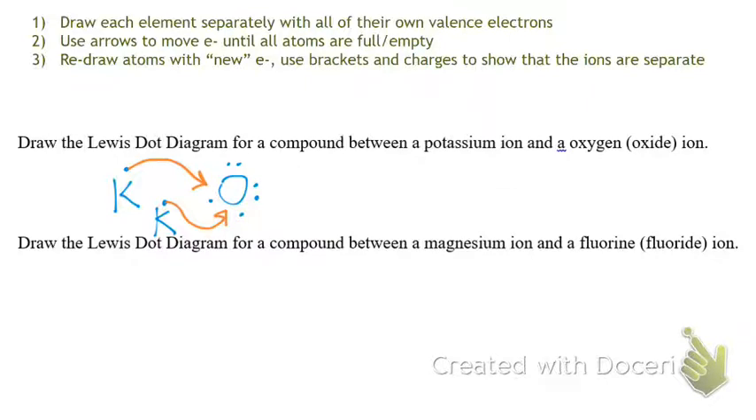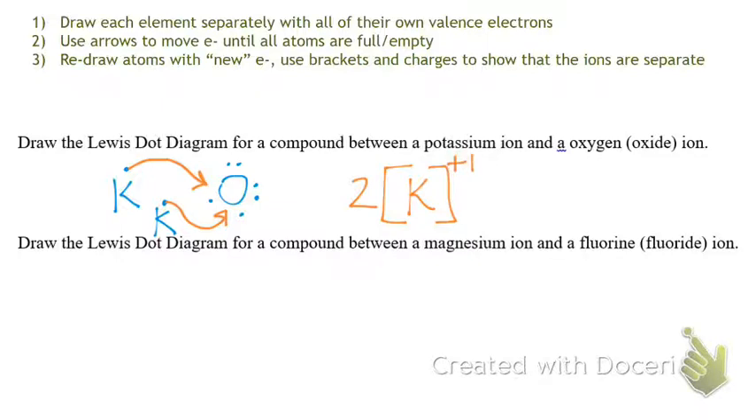That's a giver, giving up electrons. So now all of my atoms are going to be full or empty. Time to redraw our atoms with their new electrons. And instead of drawing 2 separate Ks, I'm just going to put K and put a coefficient 2 in front of it, so that I don't have to draw them out separately again.